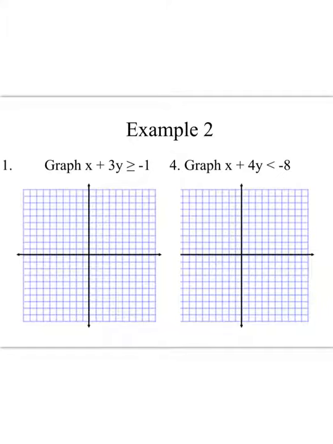So here I have 2 that I want you to try and graph. You need to get both of them in slope-intercept form. Find your m, find your b, graph it, and shade.